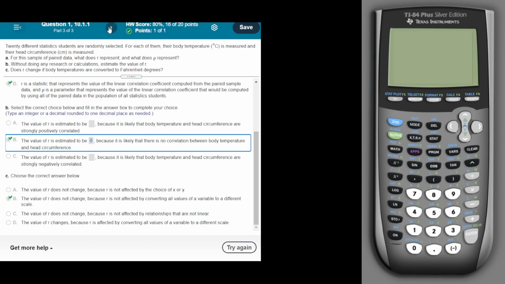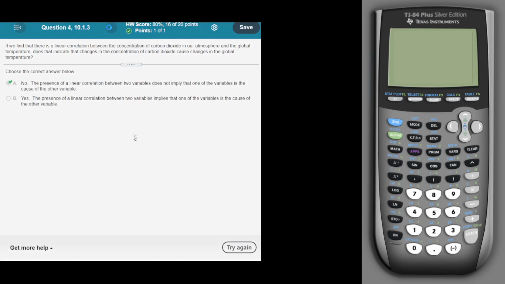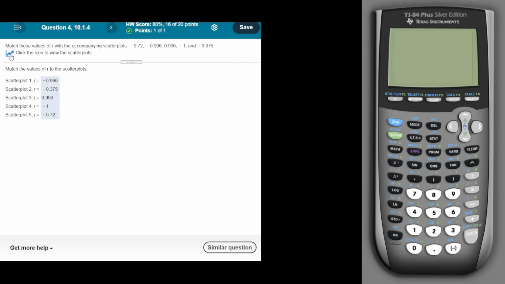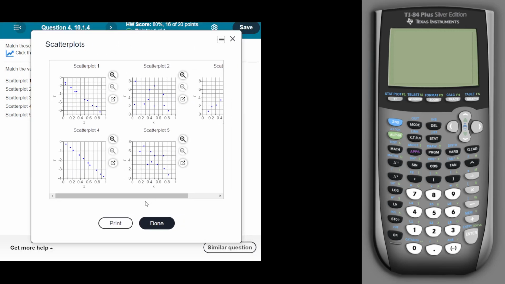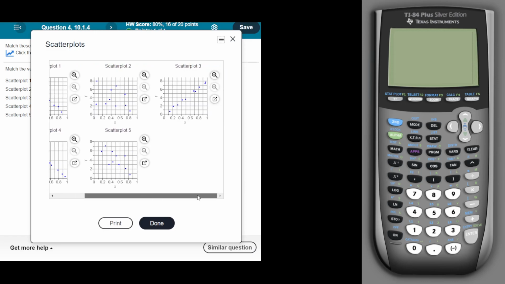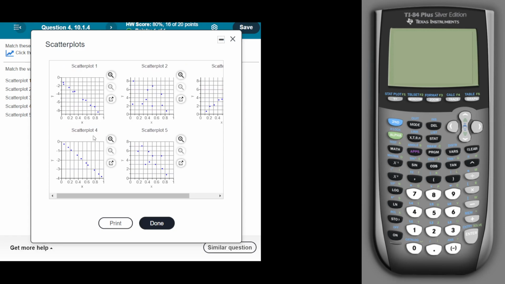I also have question number 4 as a highlighted question. Yeah, this question here is definitely going to be in your exam. So I'm just gonna go ahead and open this up. So you see we have all the different scatter plots there. First and foremost, you see scatter plot number 4. That's almost a straight line, right?